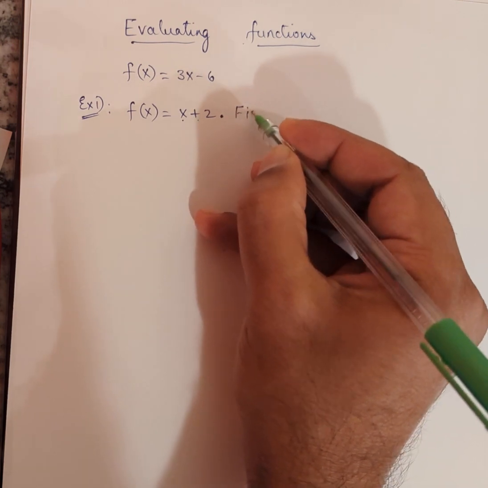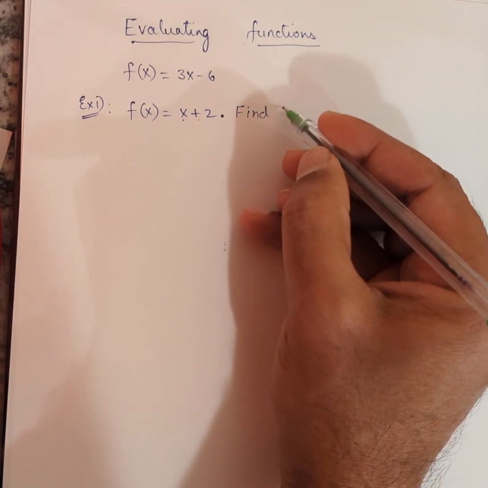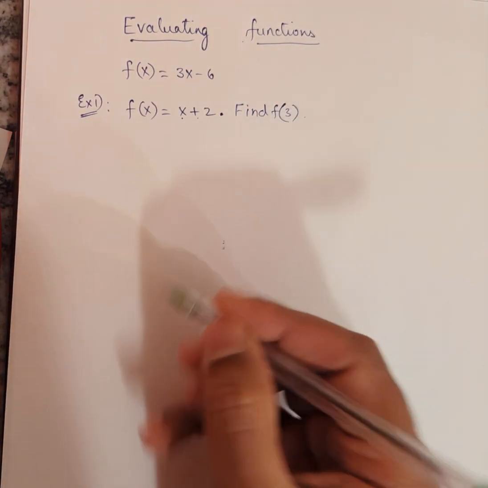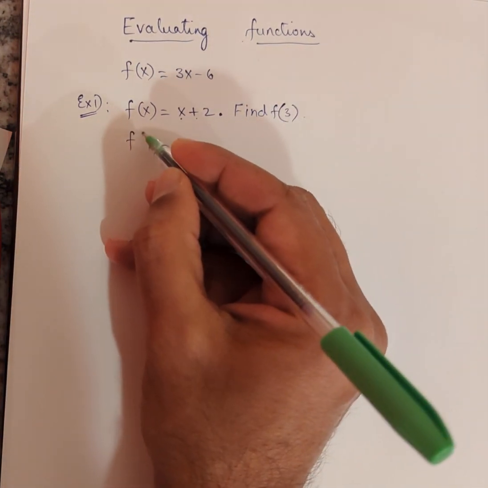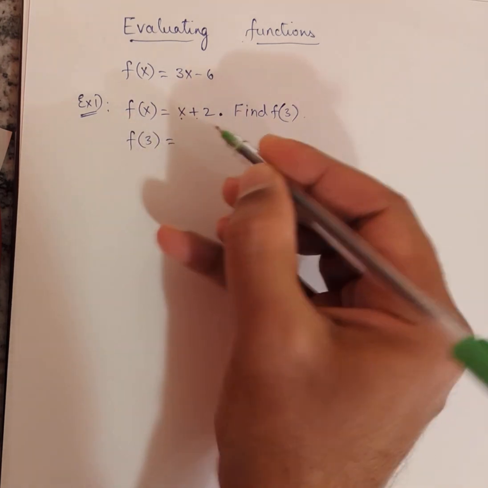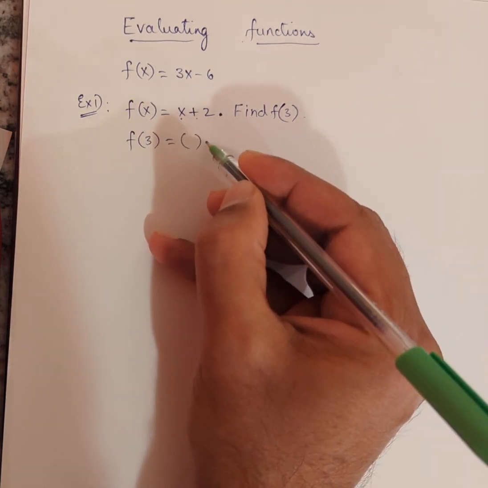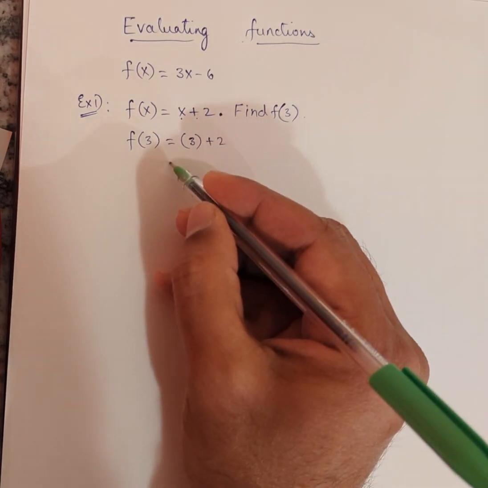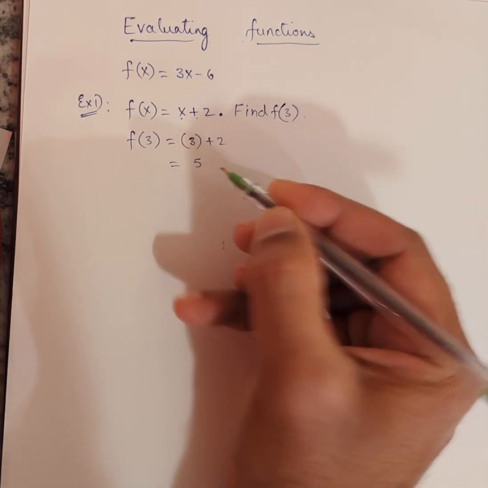So it will be specified something like this: find f of 3. In that case, you write f of 3 equals that input 3 plus 2. And 3 plus 2 is 5, so that's your answer.